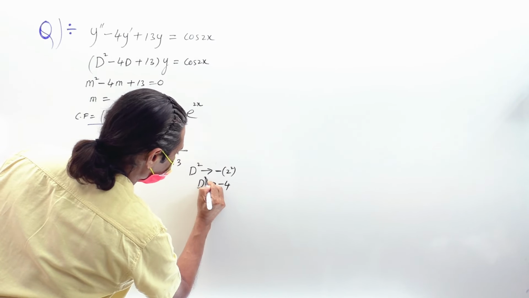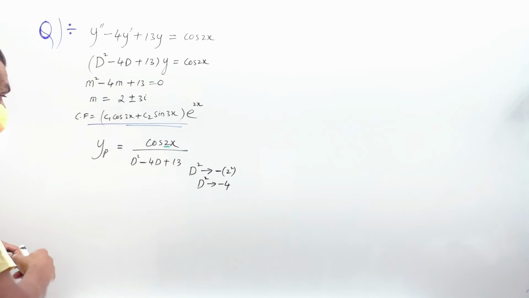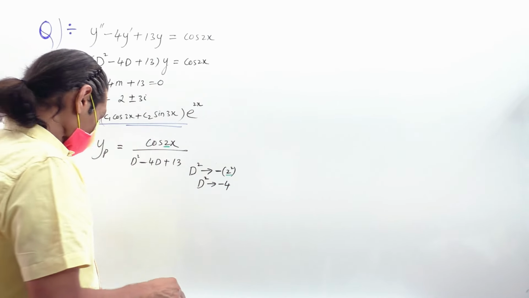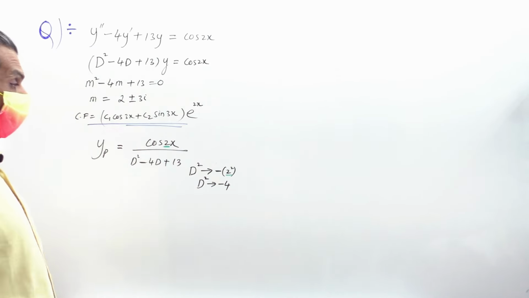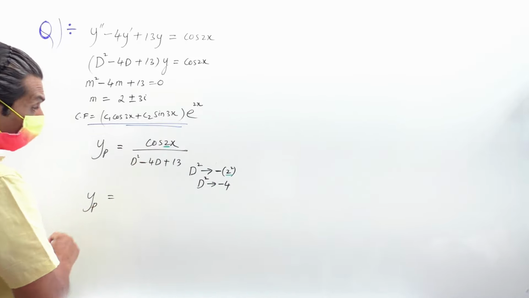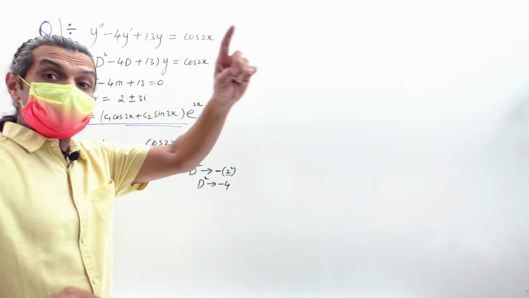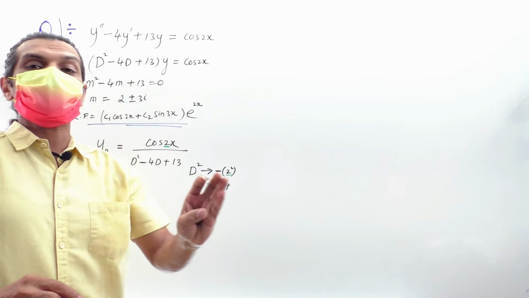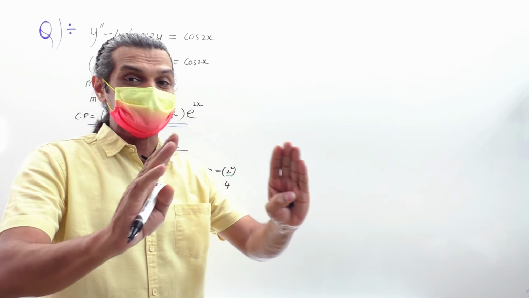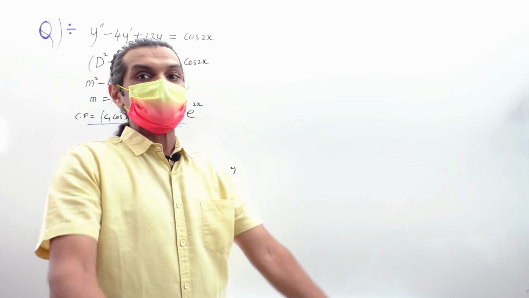Minus 4. Okay, repeat: D square by minus a square, 2 square, minus 4. Getting it? Since a is 2 here. Now let's replace. What does replace mean? In simple English language, and one more important point, replace in the denominator only D square by minus a square. Don't touch the D's. Be careful about it.